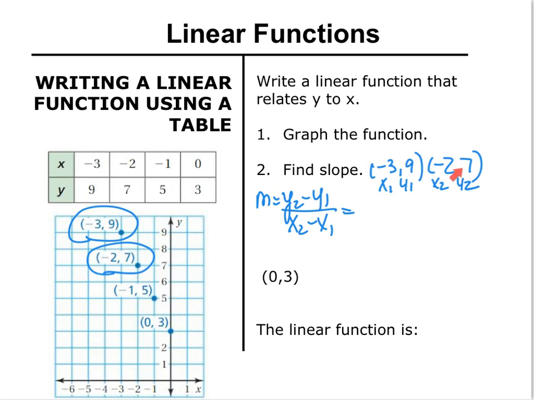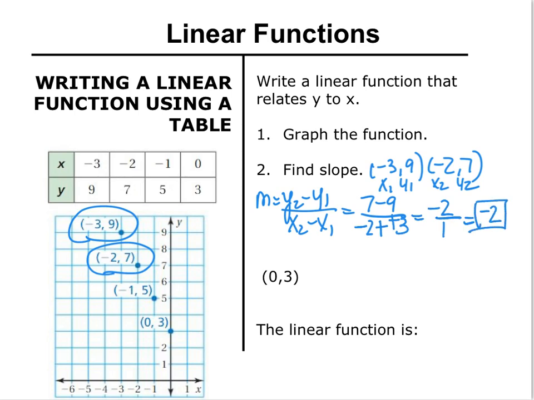So y2 is 7 and y1 is 9, so I'm going to have 7 minus 9 in my numerator. And in my denominator, my x2 is -2 and my x1 is -3, so I'm going to have -2 minus a -3. Now when I do the calculation in my numerator, 7 minus 9 is -2. And in my denominator, -2 plus 3 is 1. So my slope ends up being -2.